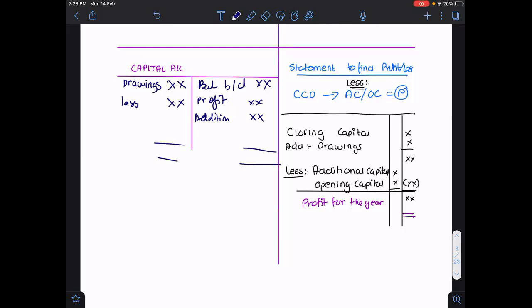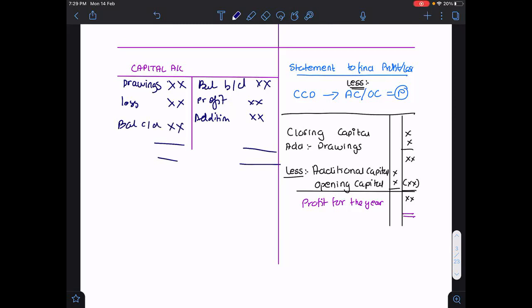So this account is used to prepare when you have to find profit. Either you make a capital account or you can make a statement to find profit or loss. How do you make the statement to find profit or loss? Closing capital plus drawings less CCD less ACOC equal to P. This is the abbreviation to learn. So it is closing capital. And if it's profit, if it's loss, then ulta. You get the answer in negative.